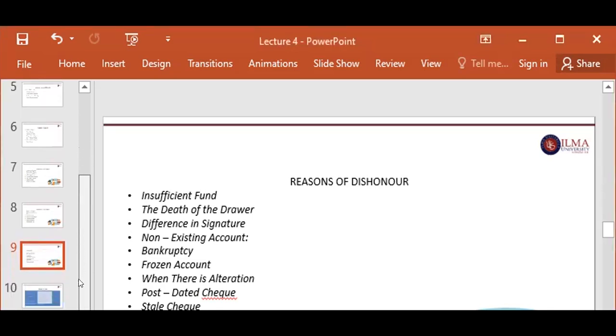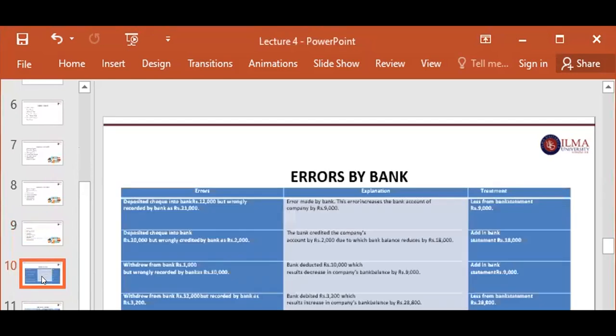Moving forward to the errors, usually these types of errors are made by the bank. We'll explain each type of error and let you know the treatment by the accountant.